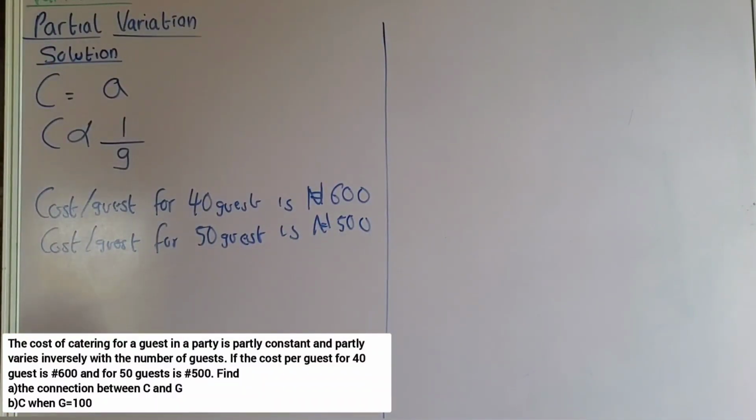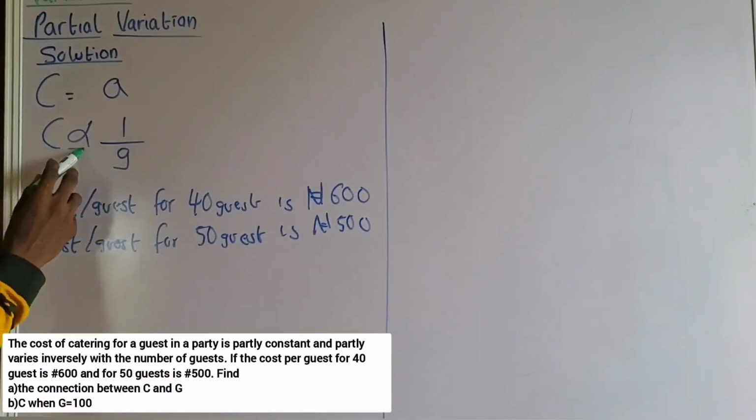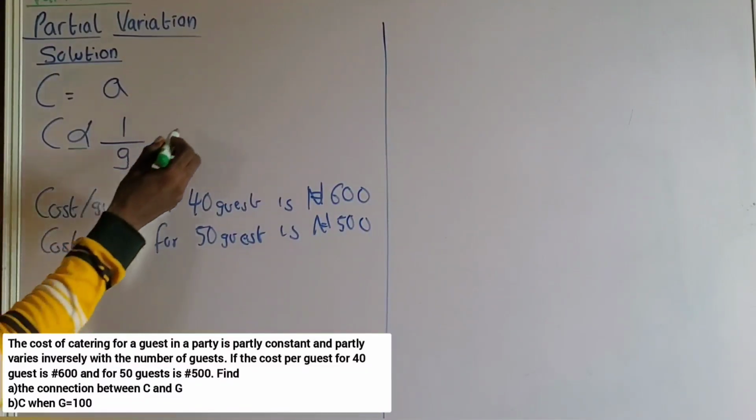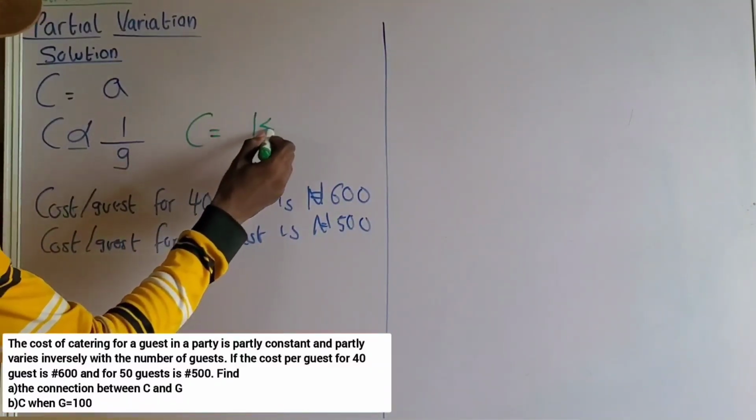Now before we can solve any question, it's very important for us to derive our relationship. Are you getting what I'm trying to say? We need to get the relationship between C and G. Now look at the first statement. C is partly constant and C also partly varies inversely as G. Now if you want to change this variation sign to an equals sign, what are you going to do? You have to introduce a proportionality constant, right? Yes. So I'm going to have C equals K over G.